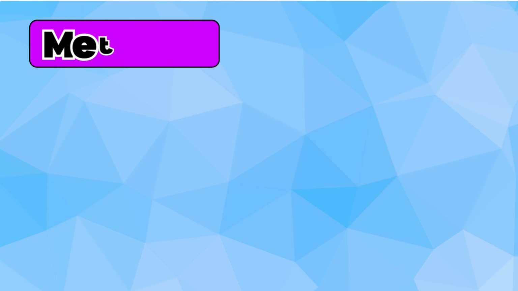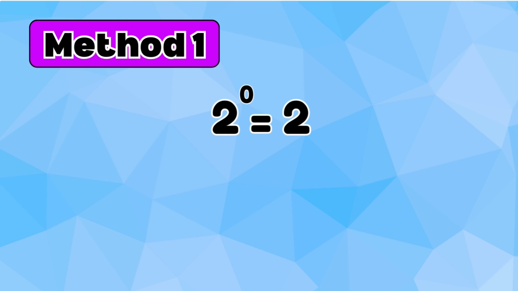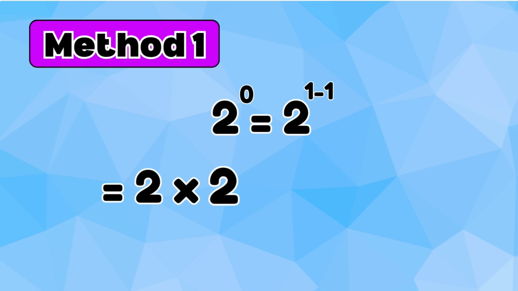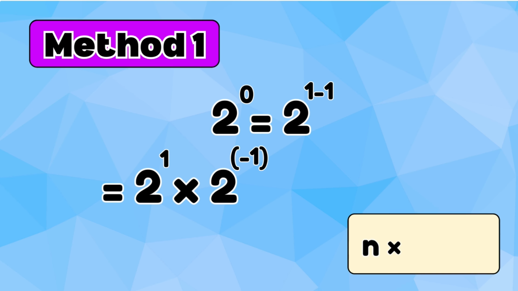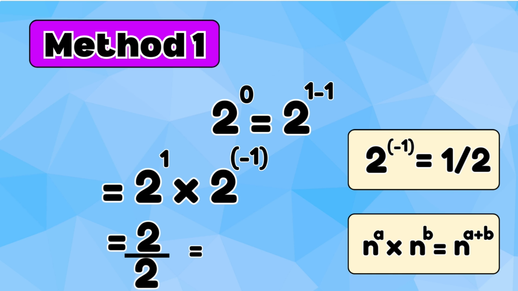Moving to method first. 2 to the power 0 can be written as 2 to the power 1 minus 1, which can be further written as 2 raised to the power 1 multiplied by 2 raised to the power minus 1. Because when same bases are in multiple, their power can be added. At last, we can write 2 raised to the power minus 1 as 1 divided by 2. So we can say 2 divided by 2 is 1. If this was tricky for you, then focus on next method.